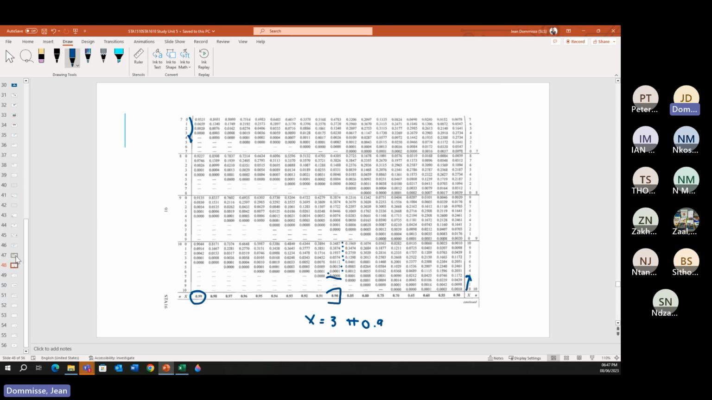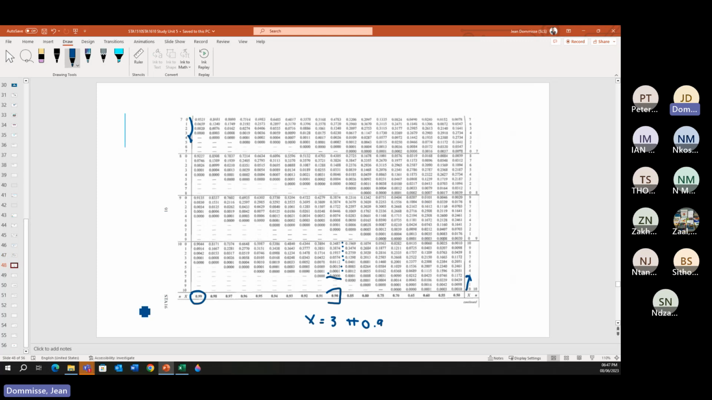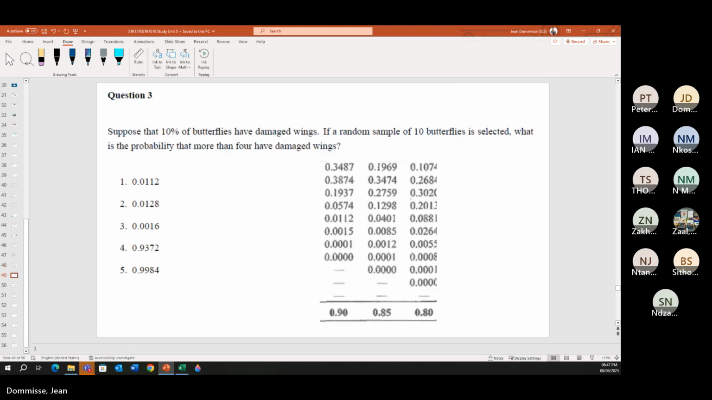Okay, so I just wanted to show you how to read the binomial table: if you need to look at anything where pi is bigger than 0.5, then you use the bottom part of it. Okay, yes, what's the question?